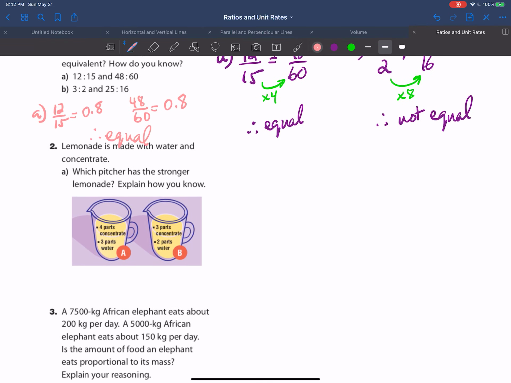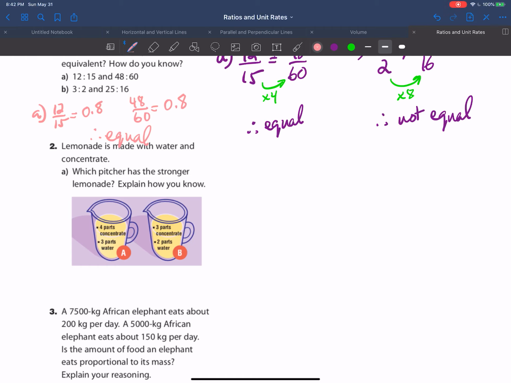Number 2, a lemonade is made with water and concentrate. So 2 different things put together. The concentrate is what gives it the flavor. The water is what gives it the volume. Which pitcher has the stronger lemonade? And explain how you know.